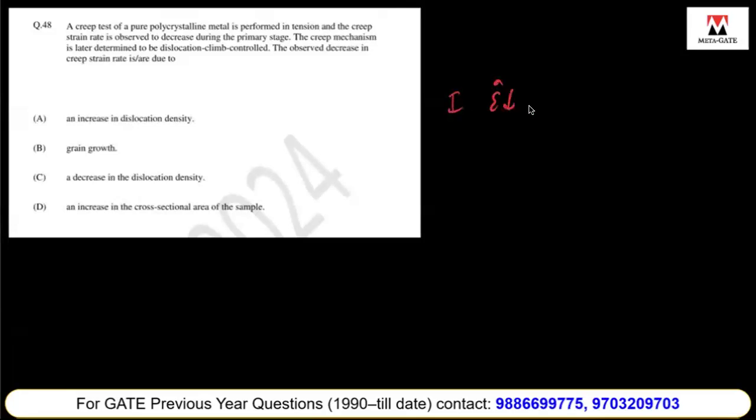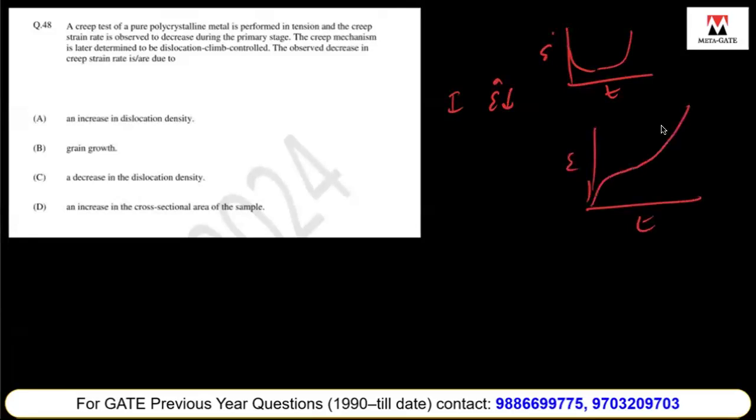So primary is nothing but strain rate decreases. If you see epsilon dot versus t for the creep curve, it will be like this. For primary creep, the creep rate decreases. For secondary, it's the lowest strain rate present, and it increases abruptly in the third stage. An increase in dislocation density, so it is an increase in dislocation density during the creep.